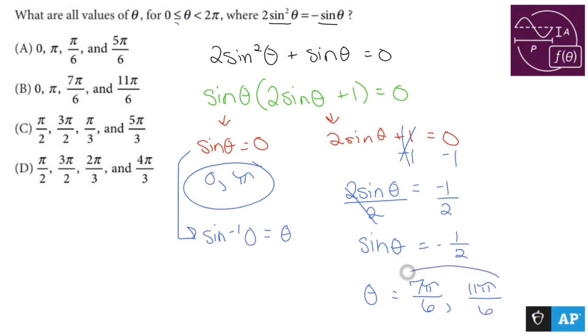And so these are my answers: 0, pi, 7 pi over 6, and 11 pi over 6 seems to be B. So yeah, if you know your unit circle, this one's not too bad.